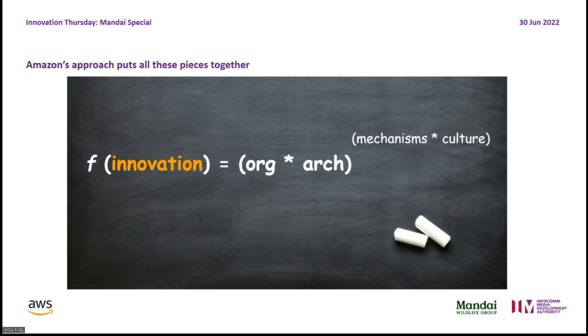Okay, so for us, this is the formula for innovation, right? The formula for innovation is really the organization and the architecture, and it is exponentially increased by having a culture of innovation within an organization, as well as mechanisms. What I see Mandai is doing today with open innovation, with the challenges that they're looking at, working with IMDA, it's all within this formula here. And I think they'll succeed.